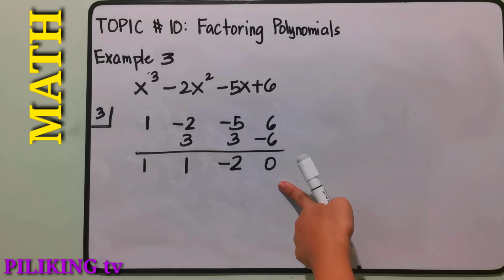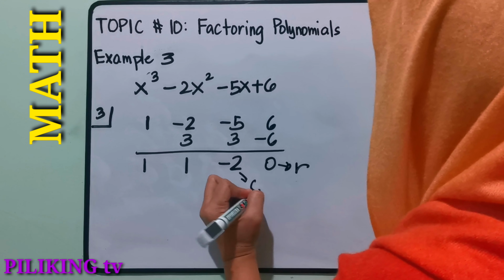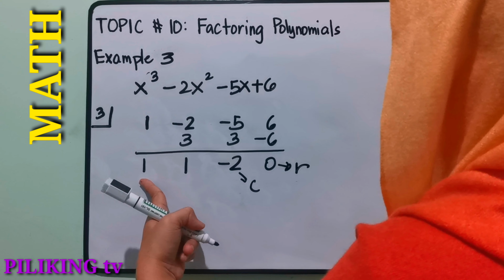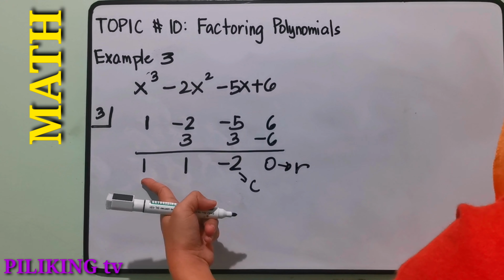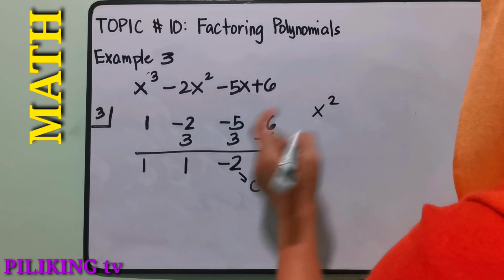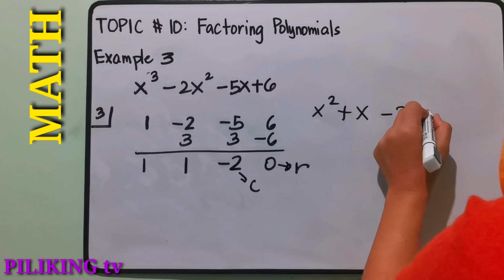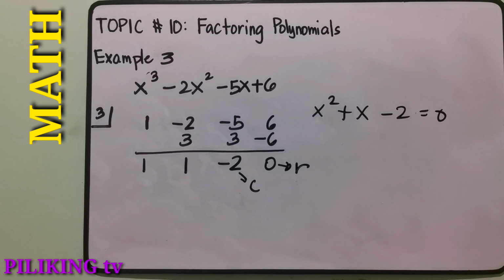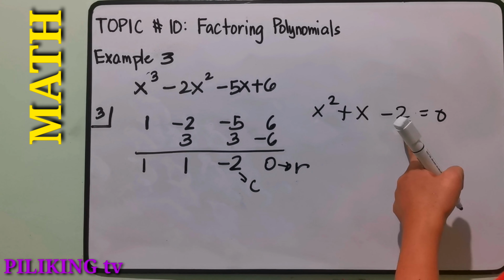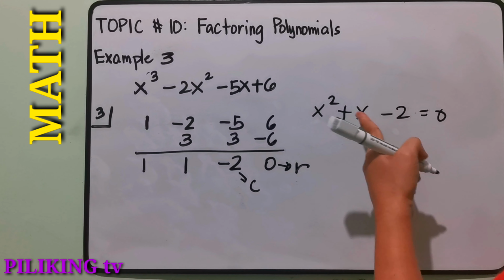Okay, so what's next? So 0 is the remainder, negative 2 is the constant, 1 is the coefficient of x, then we have 1 also as the coefficient of x squared. So we can write it as x squared plus x minus 2 is equal to 0. Now think of factors of negative 2 that when you add, the sum would be positive 1 since the coefficient of x is 1.